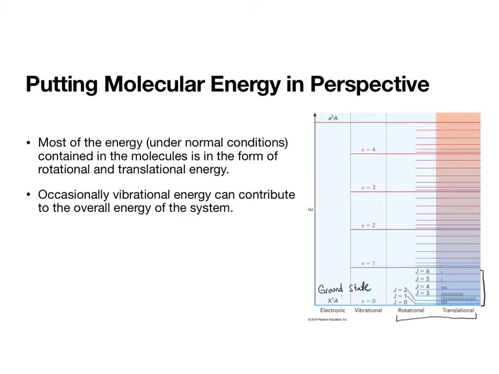But notice how the gap between the V equals 0 and the V equals 1 energy level in vibrations is not nearly as large as the electronic gap. This means that sometimes vibrational energy really can contribute, especially if we start changing things like the temperature. And so, therefore, we really work to make sure that we understand how to calculate the populations of this vibrational contribution.